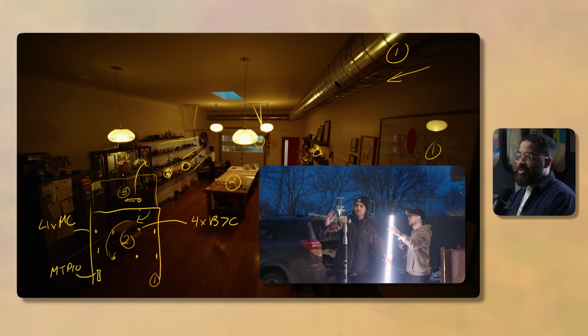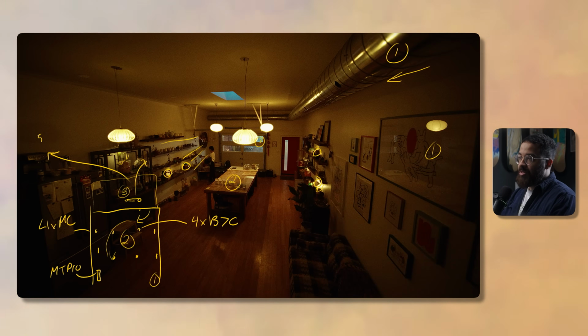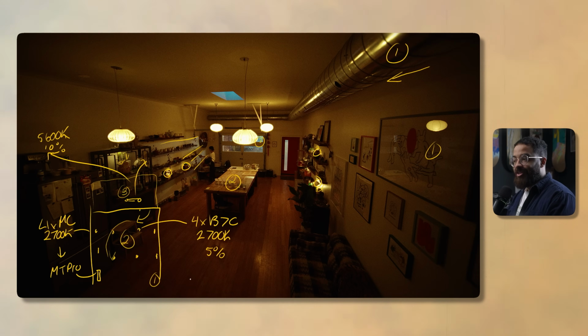I just had this on a C-stand with a Cardellini clamp, and this is set to 5600 Kelvin, and all these are set to 2700 Kelvin to give you that warmth on the inside as well. And this was sitting at 10%. I don't remember what these lights were at, but they were probably sitting at 1 to 5%, just because they're so low and we're using a camera that had a high enough ISO that you could see all this information.